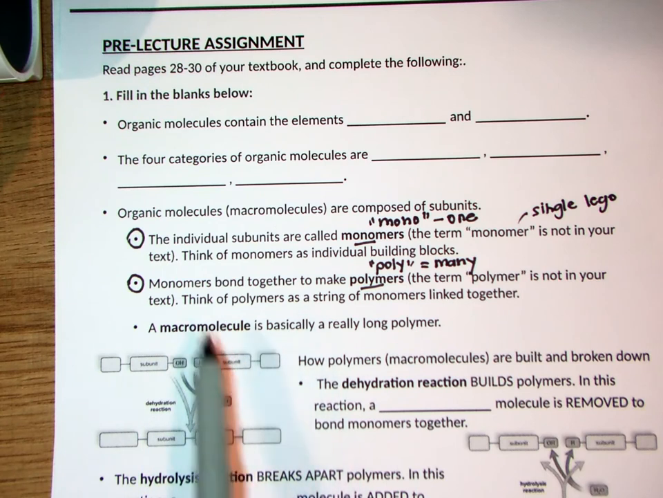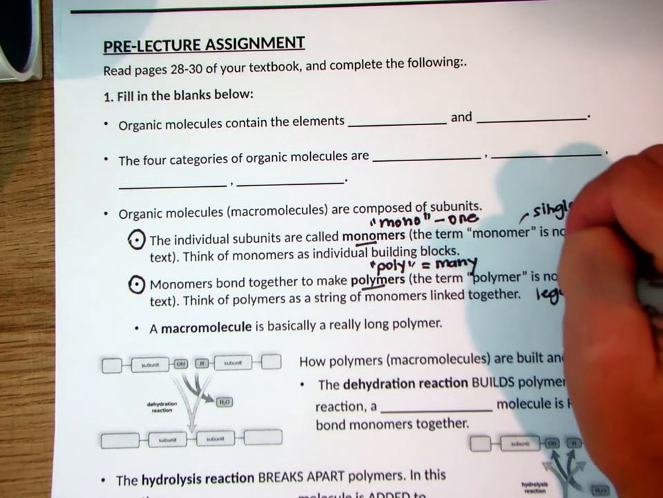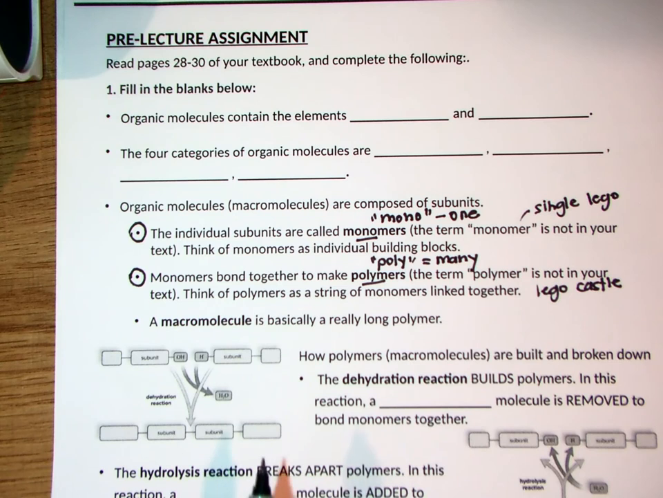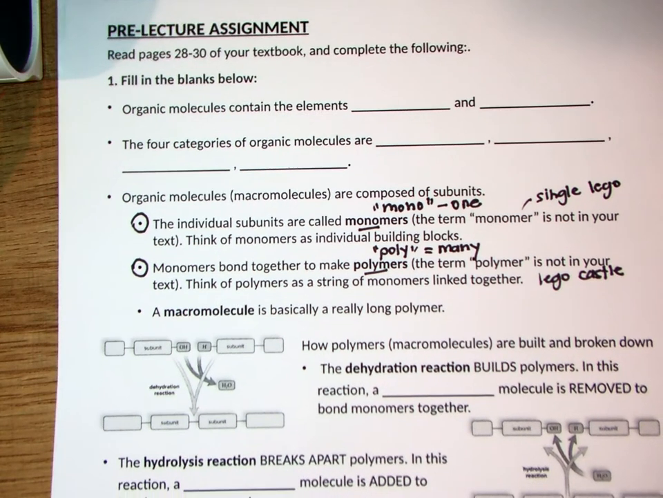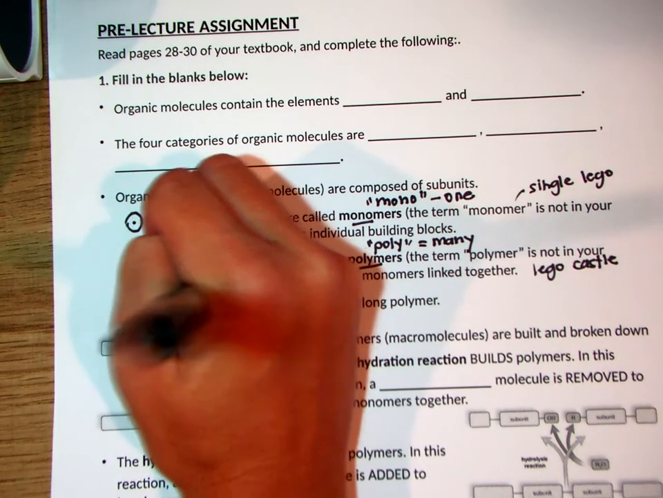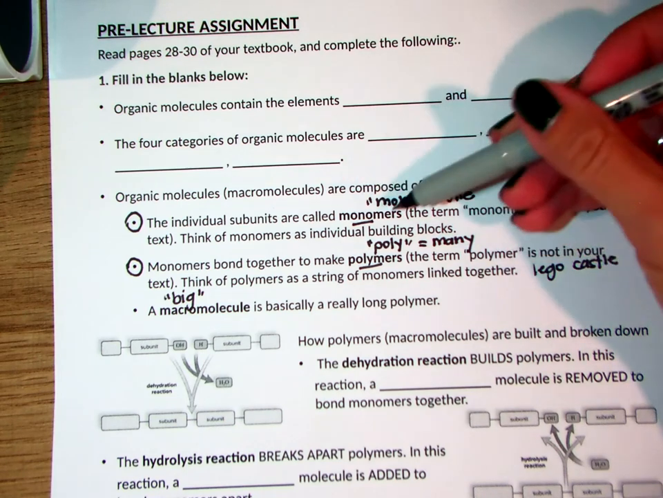When these monomers bond together, they make something called a polymer. And again, poly means many. And so, think of polymers as a string of monomers linked together. So a polymer would be like the castle, the Lego castle, or the final result of whatever you are building with the Legos. And they're just made up of a whole bunch of these little single Legos. So a macromolecule is basically just a really long polymer. And macro means big. So basically when we say macromolecules, we're talking about a big molecule that is a really long polymer made up of monomers.